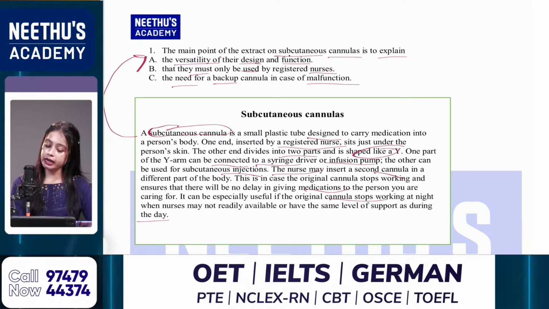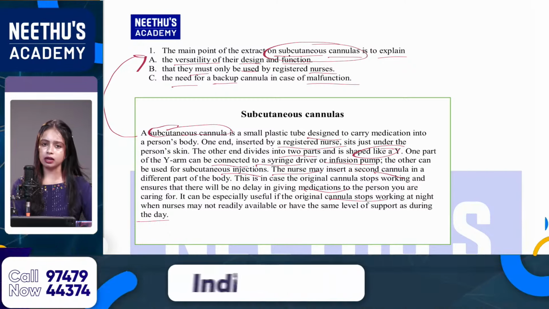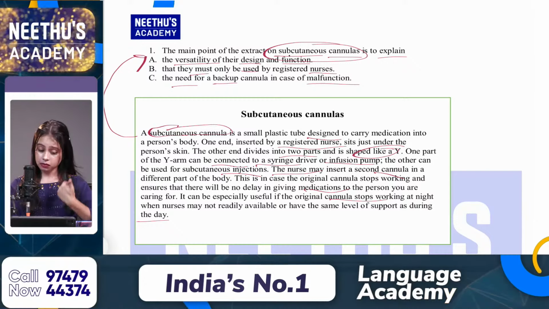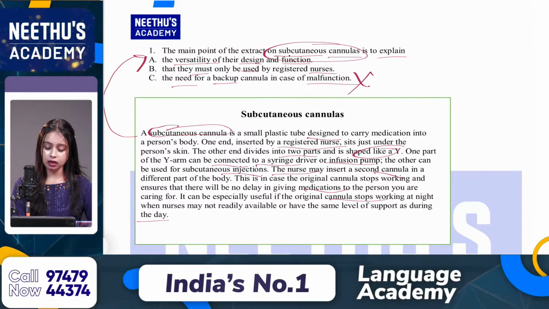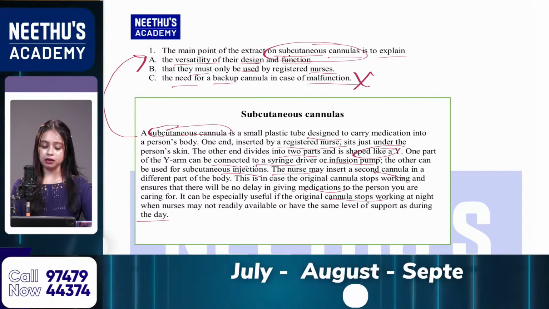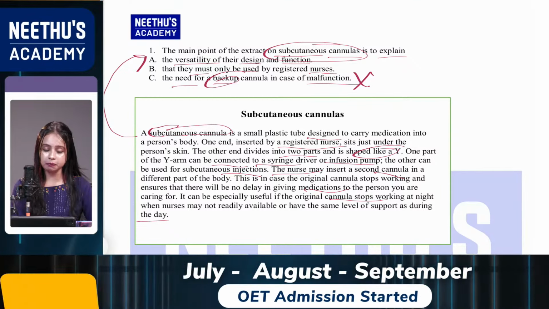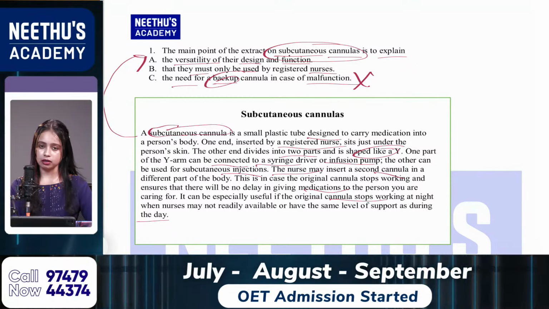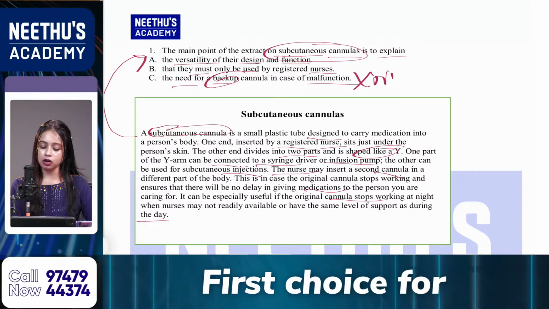So the question is clearly asking about the subcutaneous cannula, so we can easily eliminate option C. That is not mentioned anywhere in the paragraph, and the question is not about the backup thing, it's all about this particular thing. So I'm eliminating it, not mentioned.